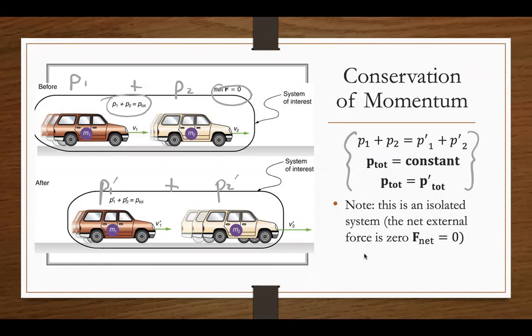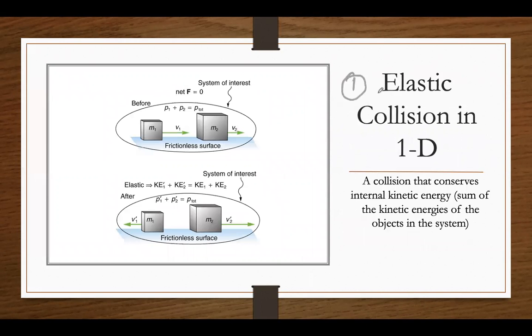Okay, so let's go ahead and move on from conservation of momentum to a collision. So this is going to be our first type of collision. It's called an elastic collision. Okay, and we're going to look at that in one dimension here. Now, an elastic collision is defined as a collision that conserves internal kinetic energy. Basically, the internal kinetic energy is going to be the sum of kinetic energies of the objects in the system.